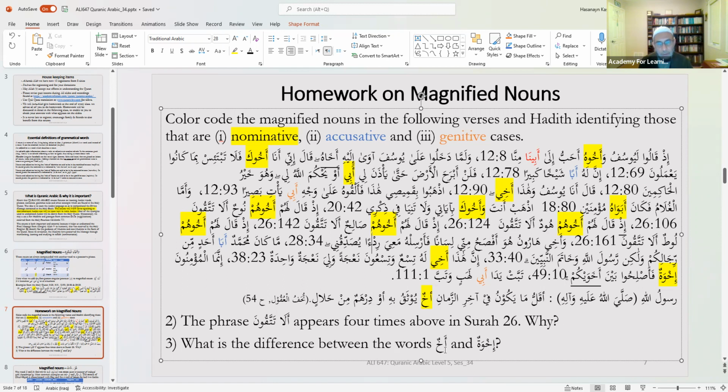And of course, all of you got it correct. Akhun is singular, ikhwatun is plural. Any questions? Besides these two, I will just get back to you, whether it is nominative or something else.